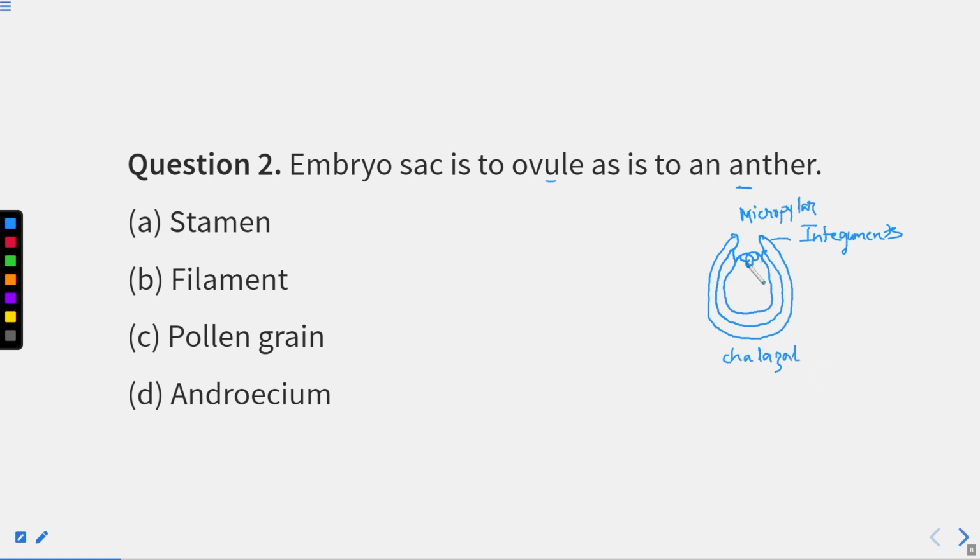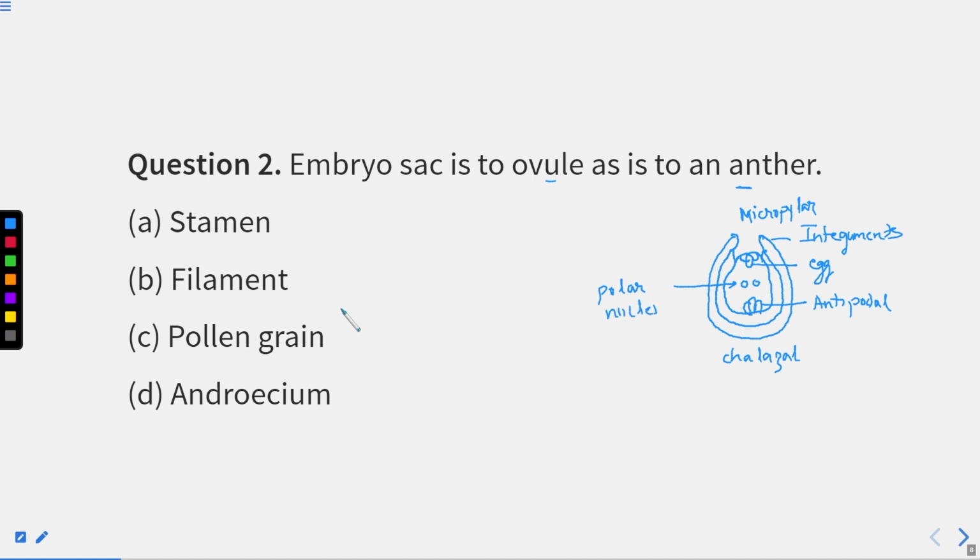Okay, in the center is present the egg cell. Here the egg cell is present. Here 2 polar nuclei are present, and here these antipodals are present. So these are the antipodal cells. And these are the 2 polar nuclei.